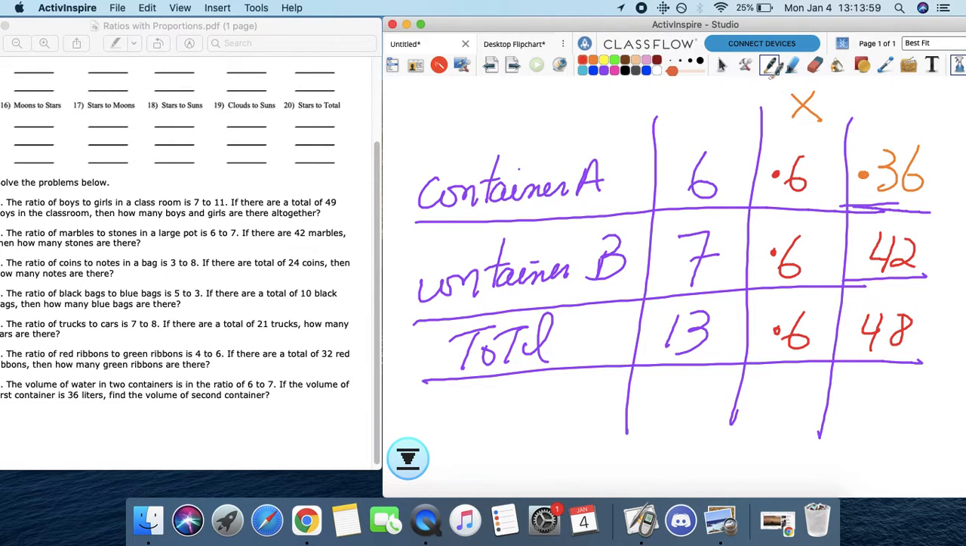No. Something wrong here. Yeah, my multiplication is wrong. 78. Perdón. So, cuando hay 36 en el container A, ¿cuánto hay en container B? 42. And what's the total? 78. What's the question? So, if there's 36 in container A, ¿cuánto va a tener en container B? 42. Okay? Well, that's it.